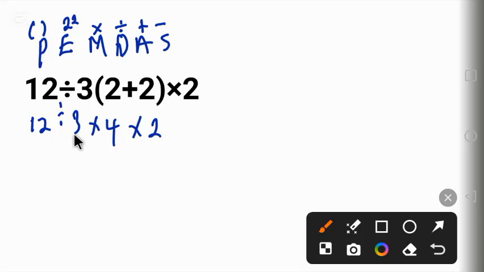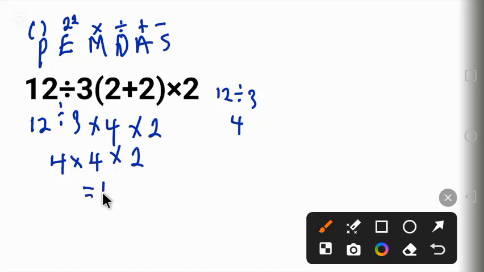So 12 divided by 3 will give us 4. So we have 4 times 4 times 2. 4 times 4 will give us 16 times 2. And then 16 times 2 will give us 32.